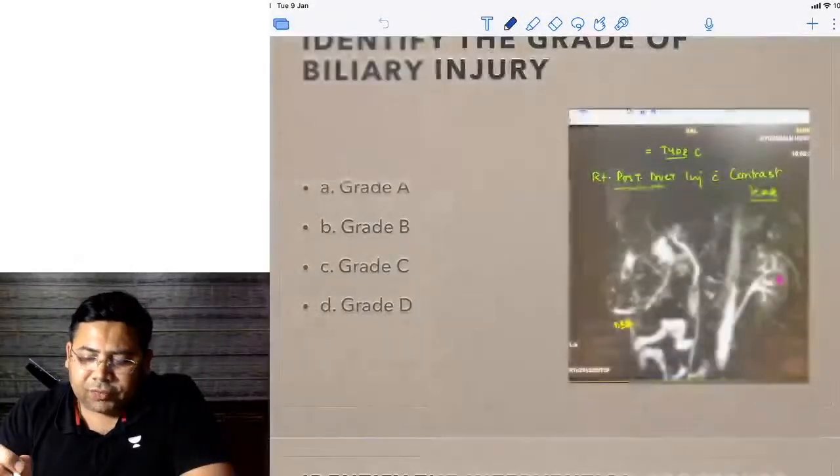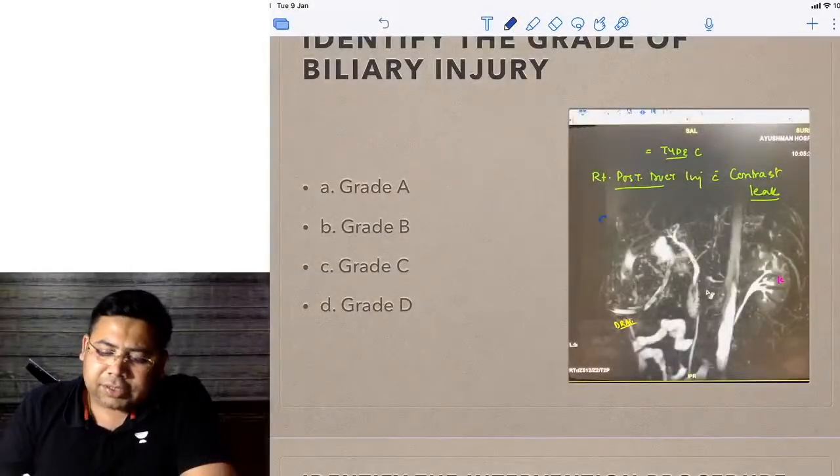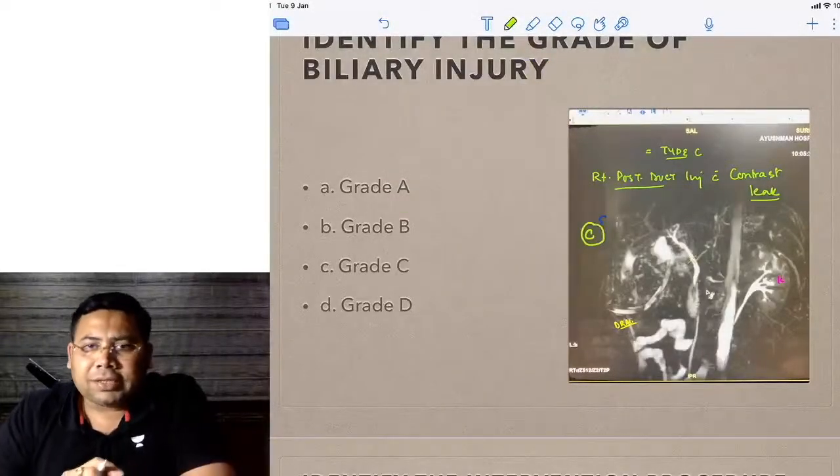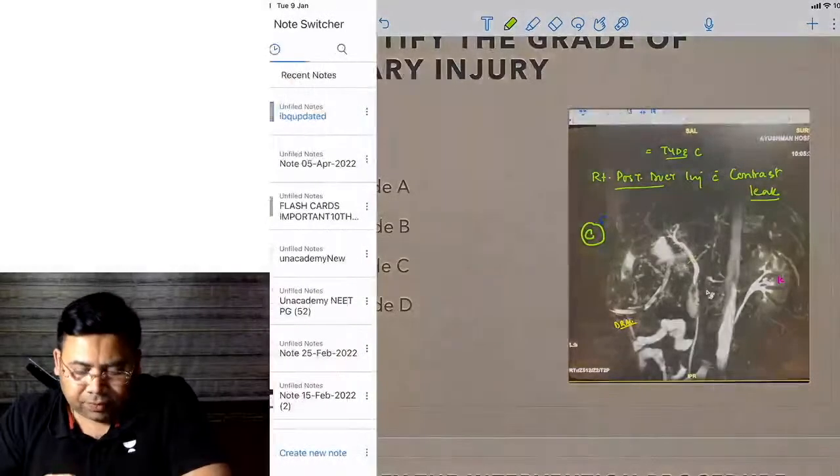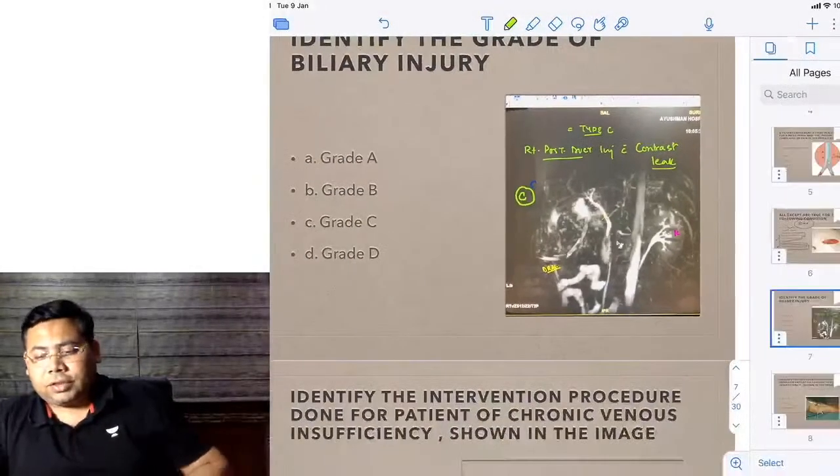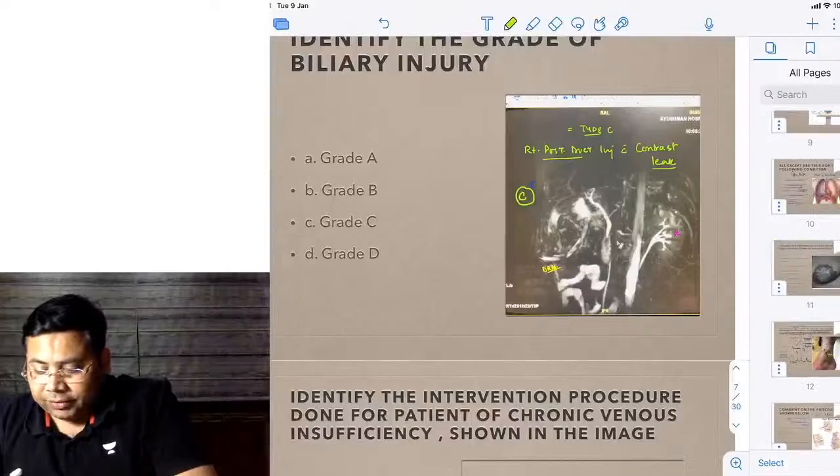So if you see this question, this is a type C injury. I hope that is clear to everyone why it is type C. Let us go to another question. Let us try to understand.